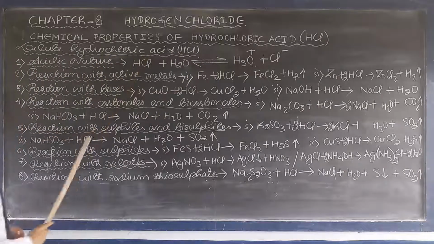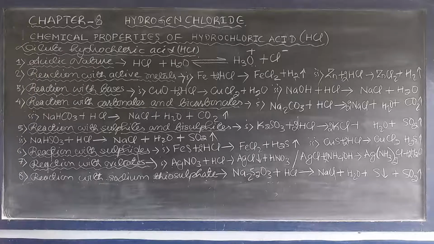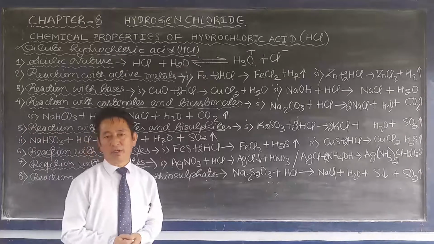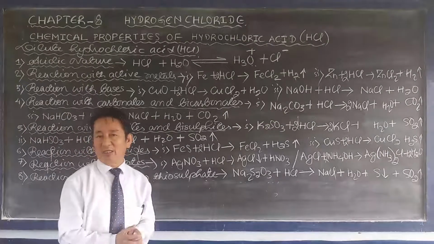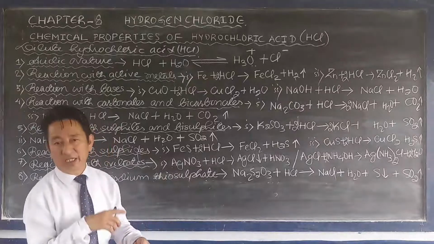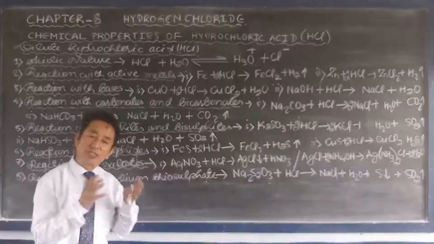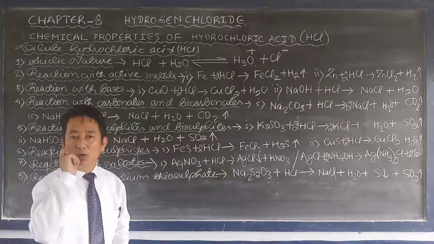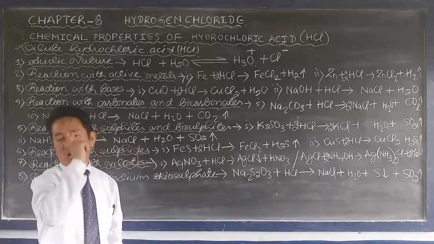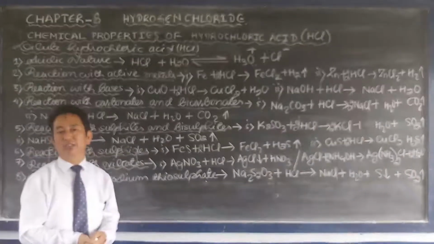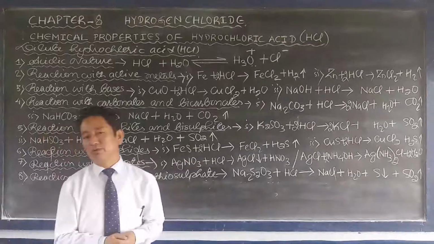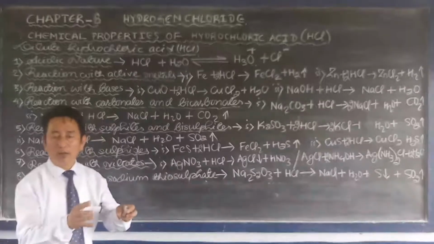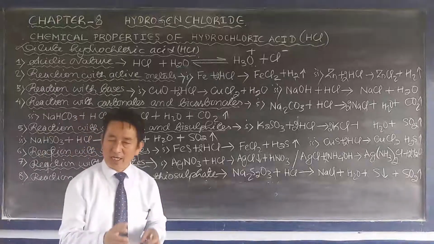Now, chemical properties of dilute hydrochloric acid. Acidic nature. Whenever acids like hydrochloric acid, sulfuric acid, nitric acid dissolve in water, they produce hydronium ions as the only positively charged ions, and these hydronium ions are responsible for the acidic properties of the acid, color changes of the indicator, and acting as an electrolyte.